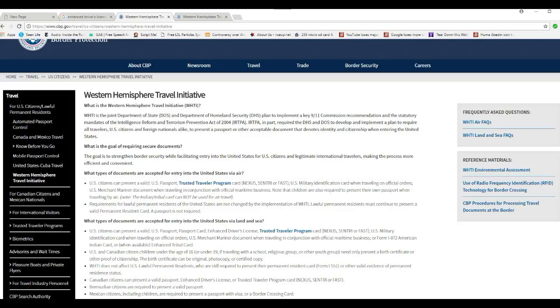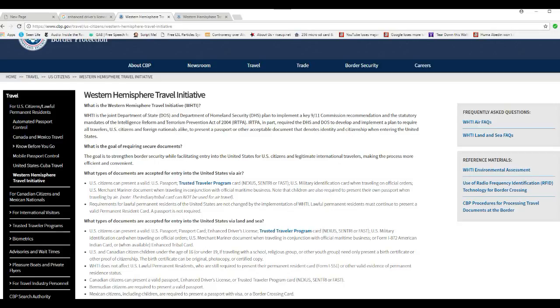WHTI is a joint Department of State and Department of Homeland Security (DHS) plan to implement a key 9/11 Commission recommendation and the statutory mandates of the Intelligence Reform and Terrorism Prevention Act of 2004, IRTPA. IRTPA, in part, required the DHS and DOS to develop and implement a plan to require all travelers, U.S. citizens and foreign nationals alike, to present either a passport or other acceptable document that denotes identity and citizenship when entering the United States.